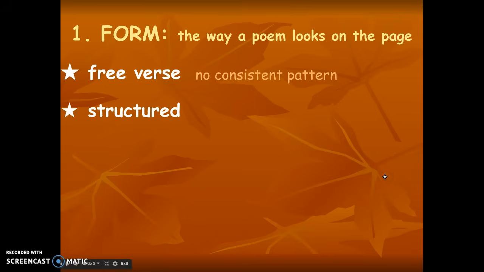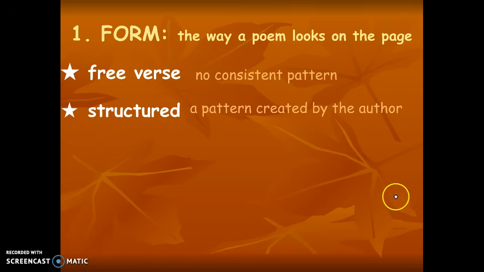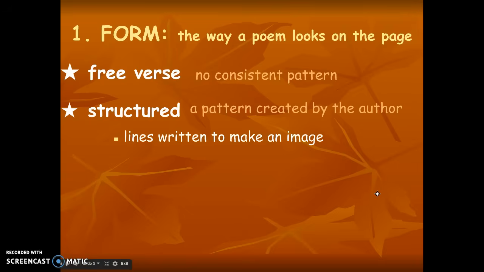The other way that we would categorize it is structured, which would be the opposite of that. We would see a pattern that was intentionally put there by the author. It's not an accident. We might see a pattern in how the lines are written. Maybe it looks like a shoe or a basketball or a cloud. It actually creates an image the way the lines are written. There might also be a pattern of rhythm or rhyme. If you can find that pattern, it's not an accident. The author intended for it to be there.